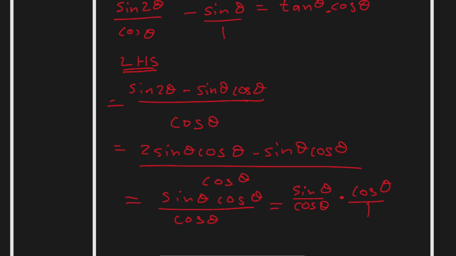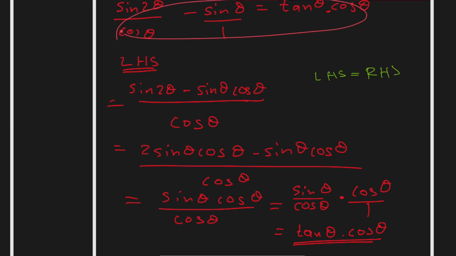So now from here, you will see this thing will just simplify to be what? A sine of theta over cos theta, that is a tangent of theta, and then you have now multiplied by cos of theta. So from here, we can clearly see now, okay, the left-hand side is equal to the right-hand side. So that means we have proved that this identity is true. We say the left-hand side is equal to the right-hand side.